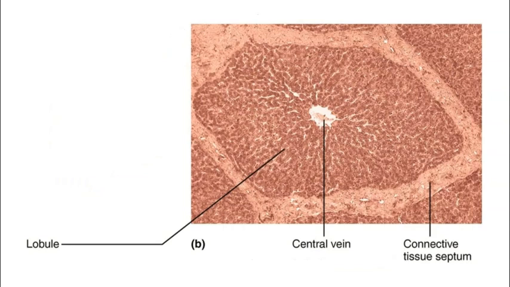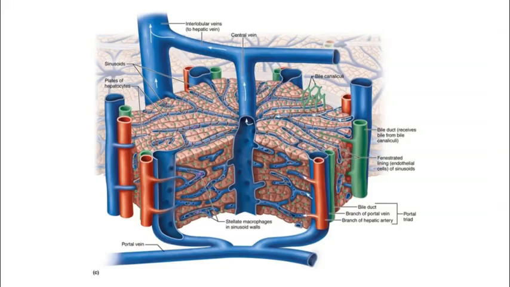A little bit closer look at the liver lobules. You can see the central vein in the center of the liver lobule, and it doesn't really look like it here, but all these little spaces are actually small capillaries that exist between the hepatocytes there. And then each of the lobules is separated from one another by a connective tissue septum, or a connective tissue barrier there.